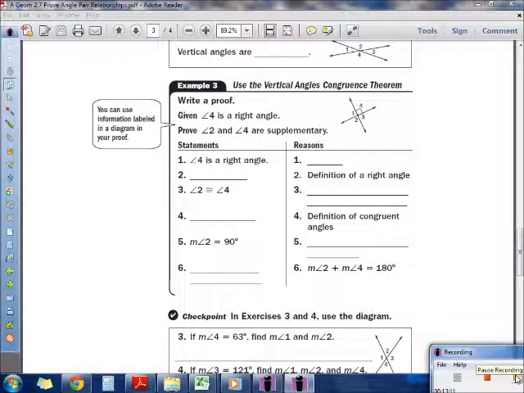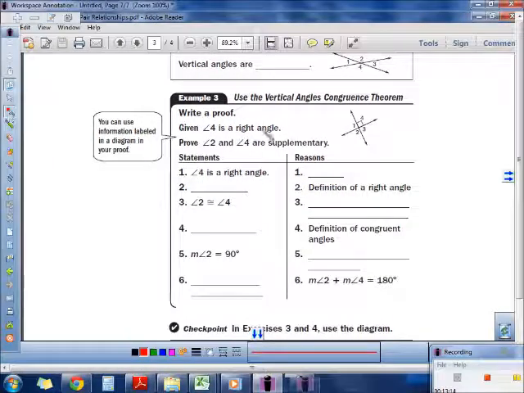All right, here's another proof. Example 3. It says angle 4 is a right angle. Is that drawn on the picture? Yes. We're trying to prove 2 and 4 are supplementary. What's the easy stuff to do on this proof? Given. Where should I mark my given? Reason 1. I make sure it matches. Yes, it matches exactly. My given goes in reason 1.